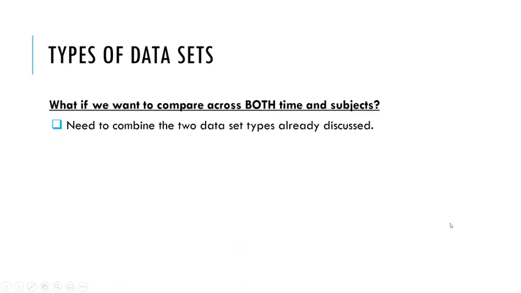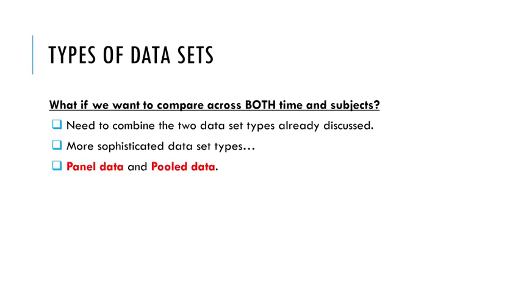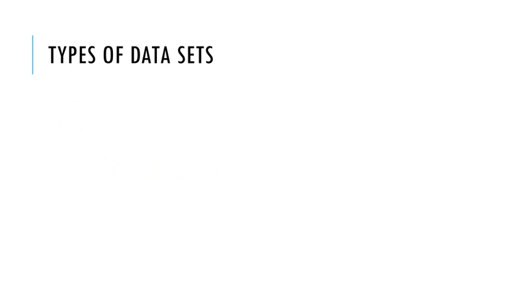Now, what if we actually want to compare across both dimensions, both time and subjects? Well, if we want to do that, then we need to combine the two data set types that we've already discussed, right? Cross-sectional and time series. So to do that, we need a more sophisticated type of data set. So we need either panel data or pooled data. Now, they're not the same thing, and they have a slight distinction that we need to make very clear.